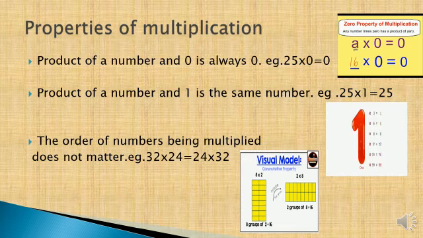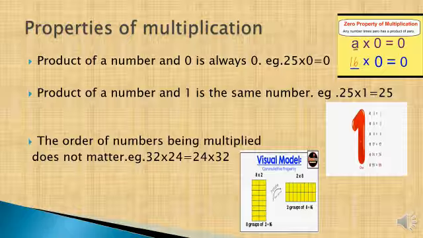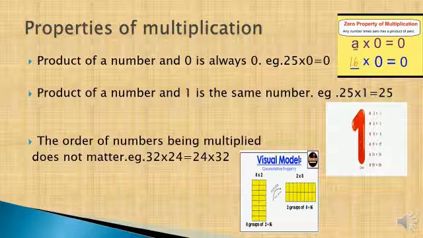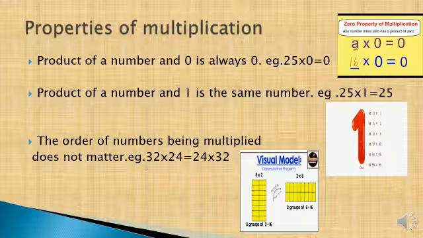Third property, the order of numbers being multiplied does not matter. 32 into 24 is same as 24 into 32. Here you can see one visual model for that. 8 groups of 2 is 16. It is same as 2 groups of 8 is equal to 16.